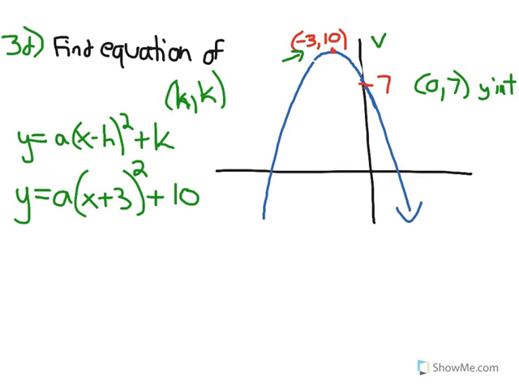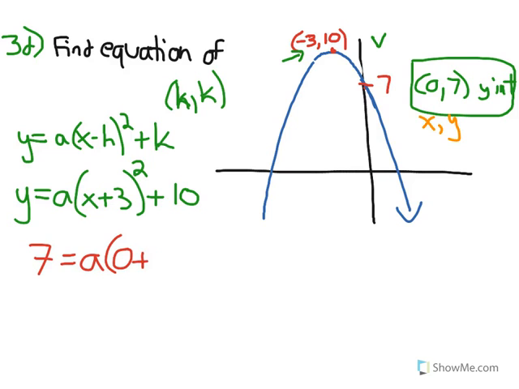Now we can use our other point. Again, just like every other question, we use our other piece of information, which is this (0, 7) point that the function goes through. Plug that in for your x and y, and then solve for a. So I'll do that here. I'm not going to write y, I'm going to write 7. That's our y-coordinate. 7 equals a into (0 plus 3) squared plus 10.